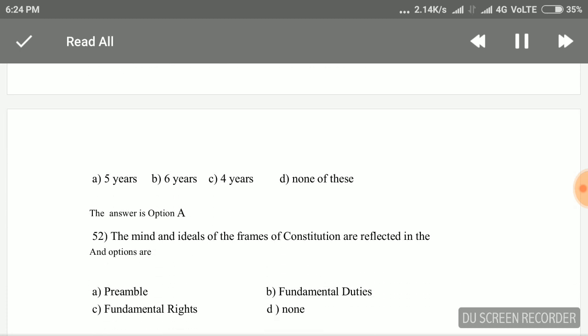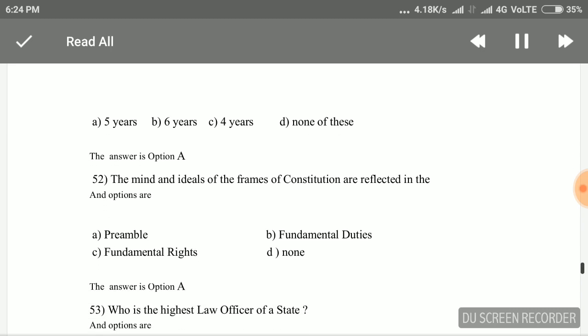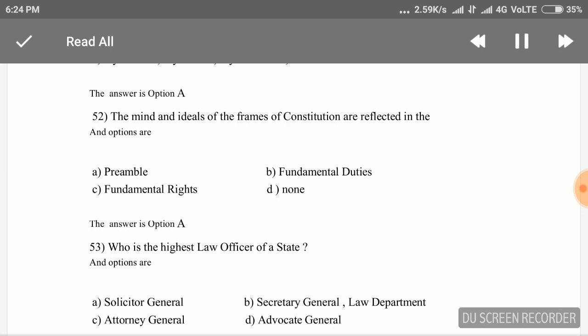52. The mind and ideals of the framers of the Constitution are reflected in the. And options are A. Preamble, B. fundamental duties, C. fundamental rights, D. none. The answer is option A.